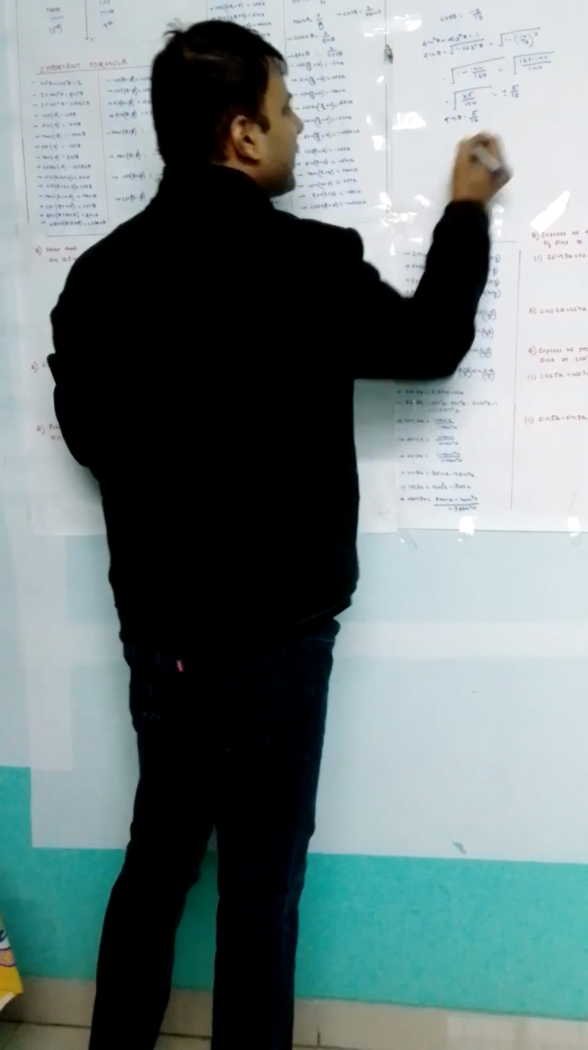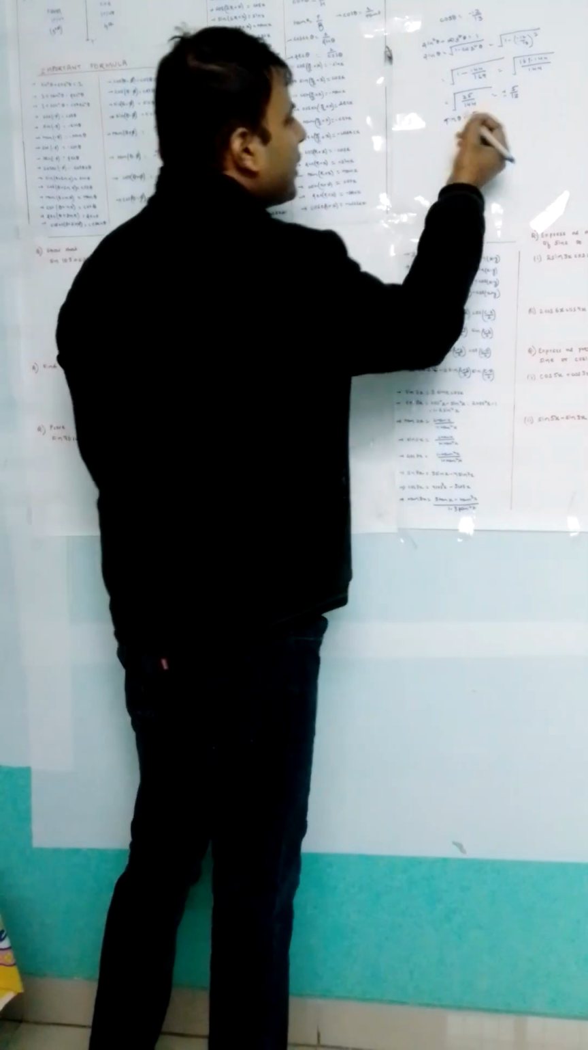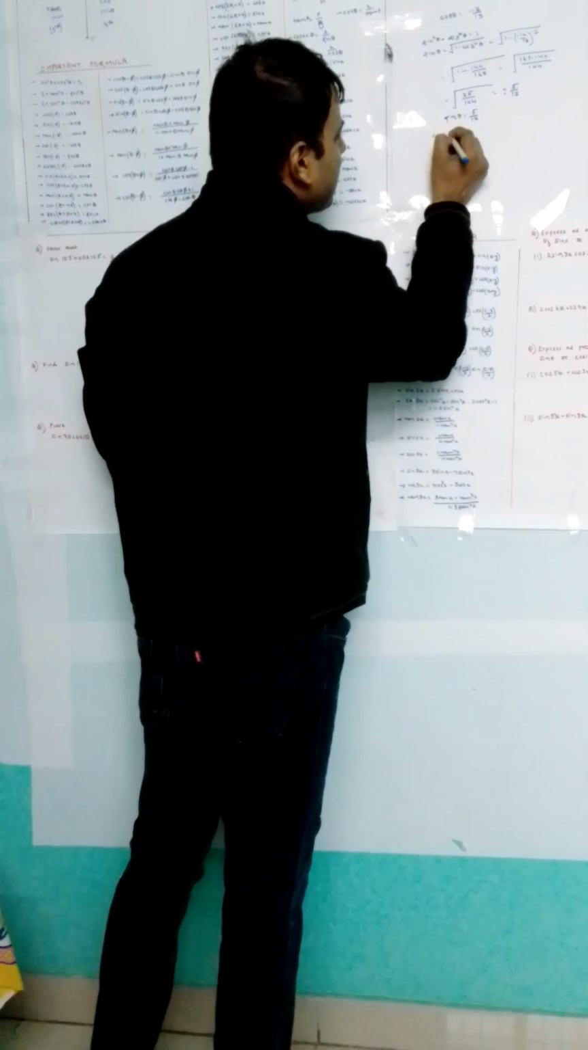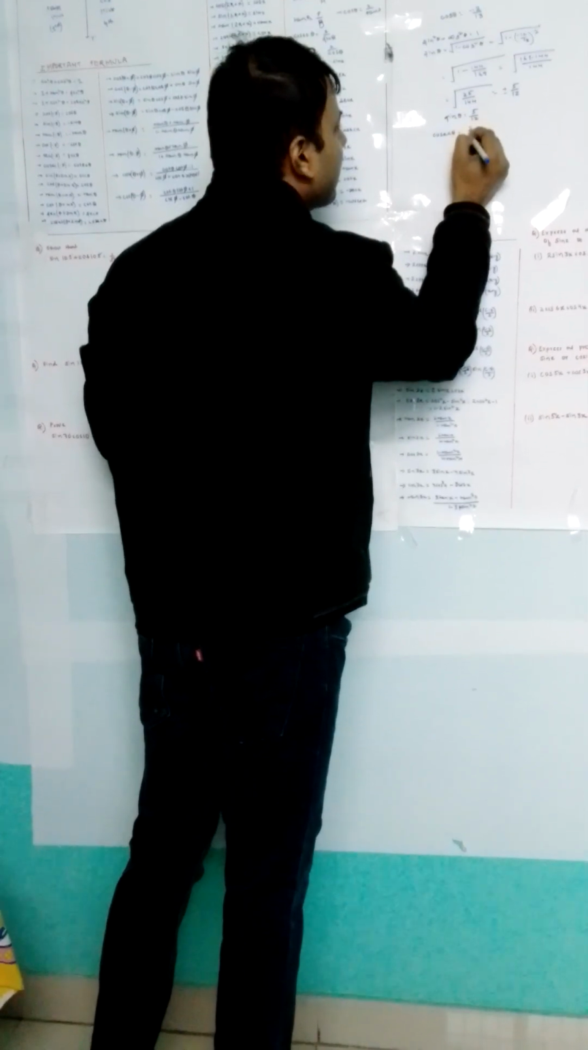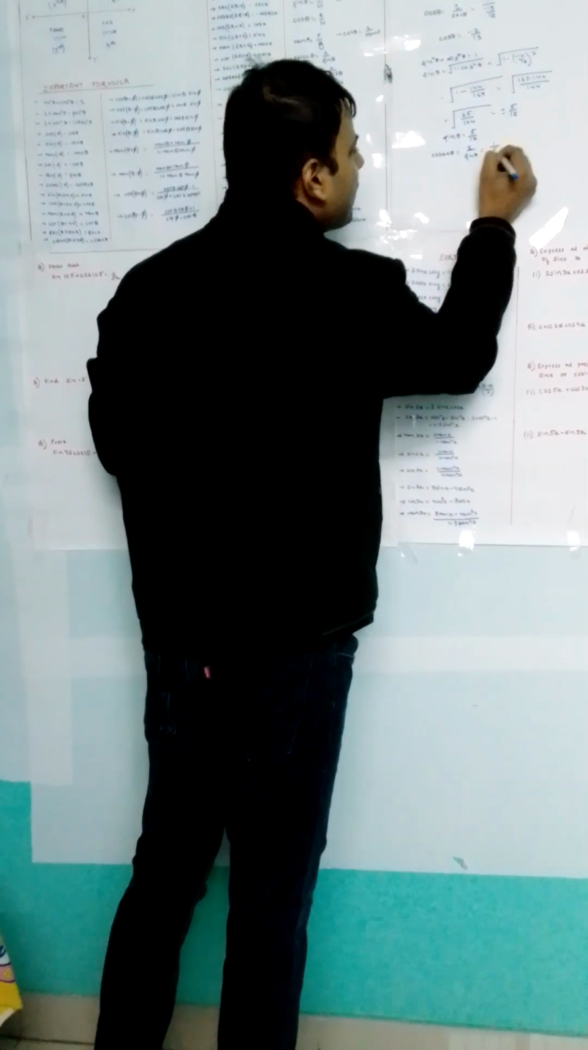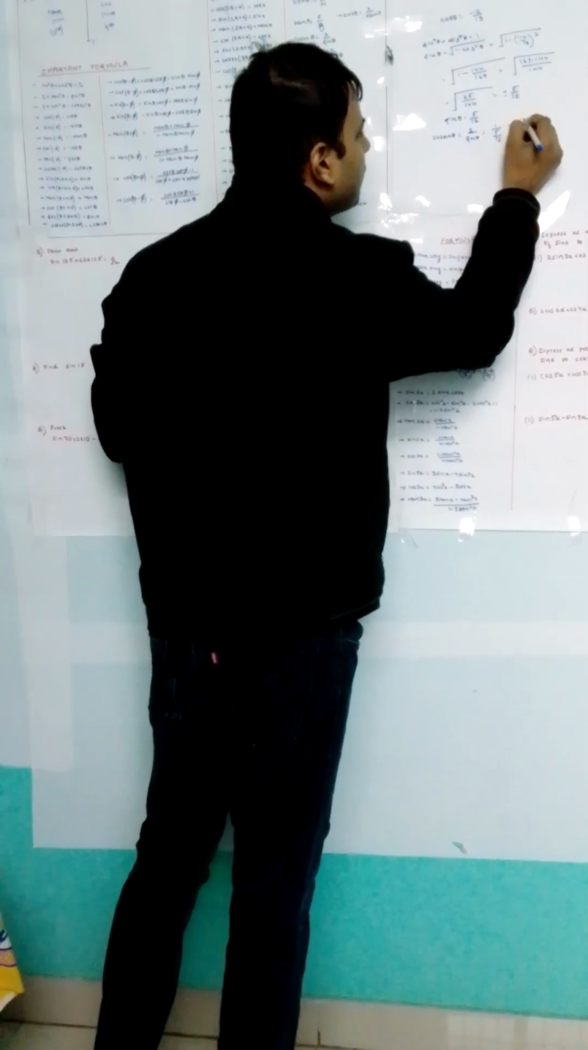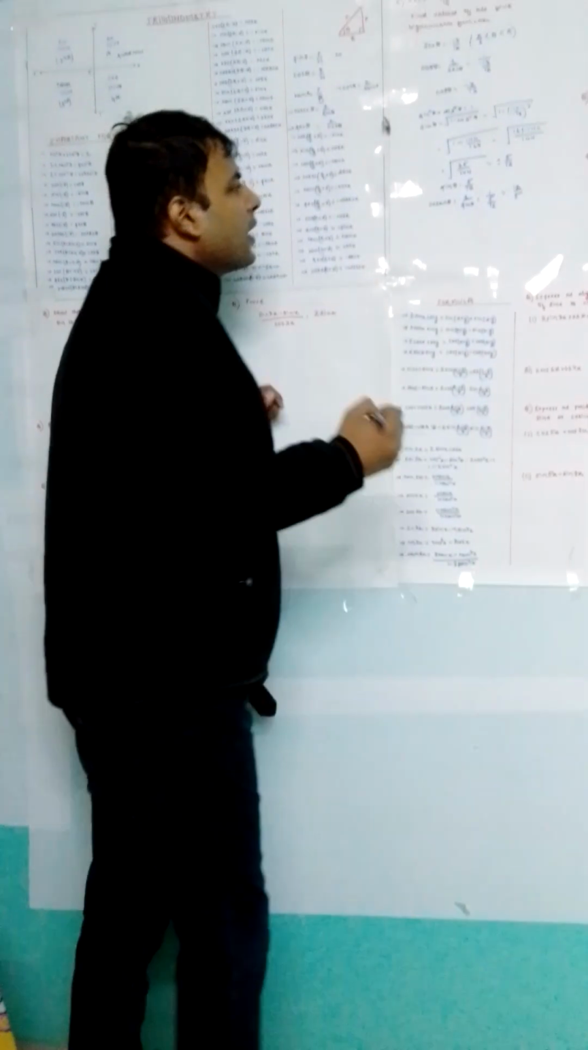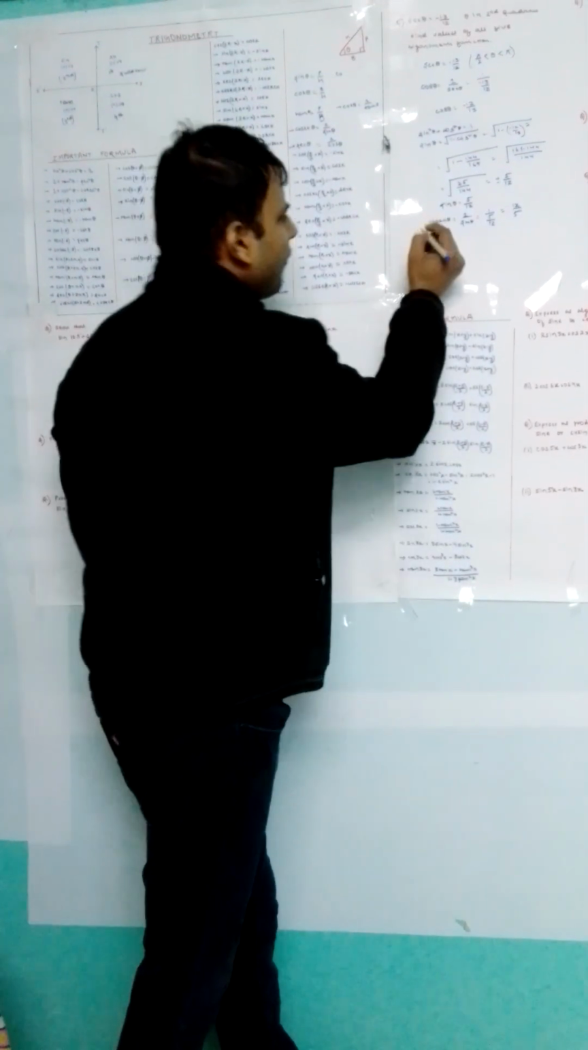Okay, it can never be negative. Sine theta is 5 by 12. Now cosec theta is the inverse of sine theta. So it will be 1 by 5 upon 12, that is 12 upon 5. Okay. Now what we will do? We will go for tan theta.